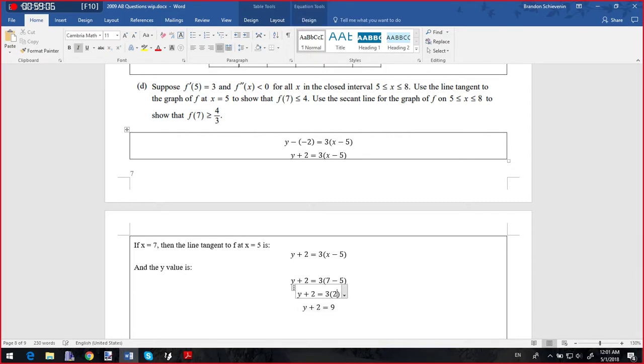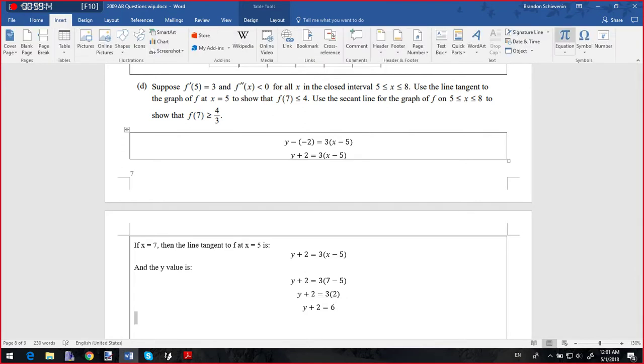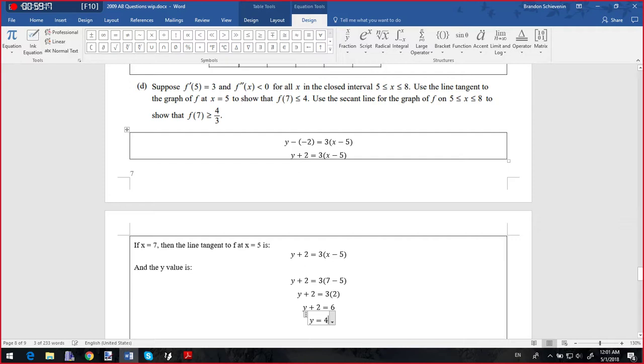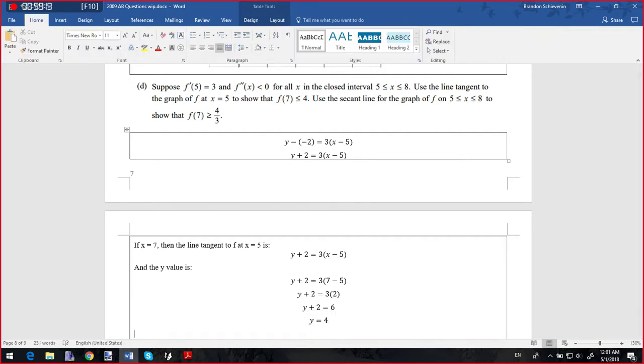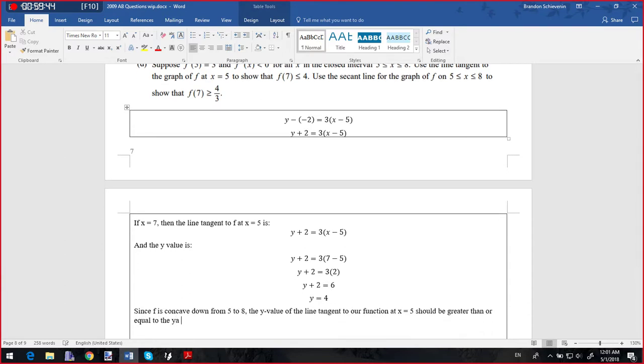So if x is 7, 7 minus 5 is 2, 3 times 2 is 6. And then 6 minus 2 is 4, so this is y equals 4. Since f is concave down from 5 to 8, the y value of the line tangent to our function at x equals 5 should be greater than or equal to the y value of the function.